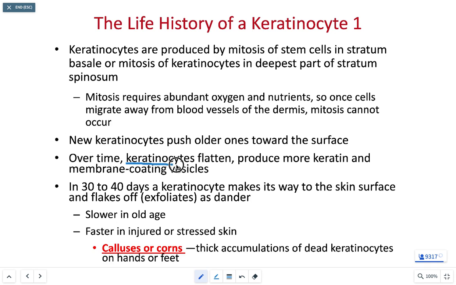As those keratinocytes move superficially, move upward, they tend to flatten, they tend to become anucleate, they lose their nucleus, and they're going to be filled with keratin. In terms of how long it takes to make a keratinocyte that makes its way to the surface, it's going to be about a month or a little bit over a month, 30 to 40 days.